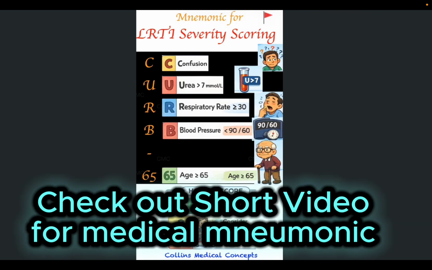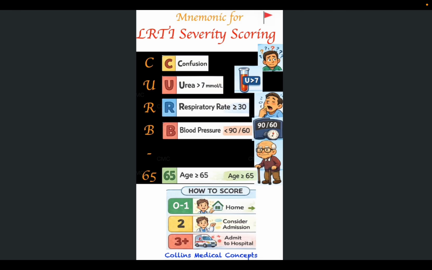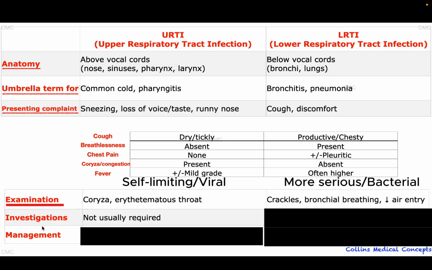If the patient is looking confused, having high respiratory rates, their blood pressure is dropping, and they're above the age of 65, you might be thinking about a lower respiratory tract infection progressing to sepsis. They might need more serious intervention during the management stage. In terms of investigations, you would not be doing a lot of investigations, but a lot of safety netting.